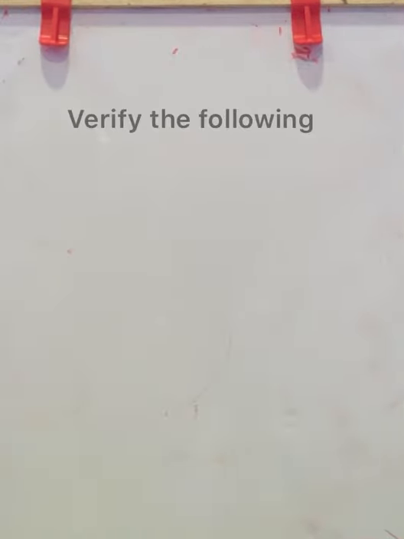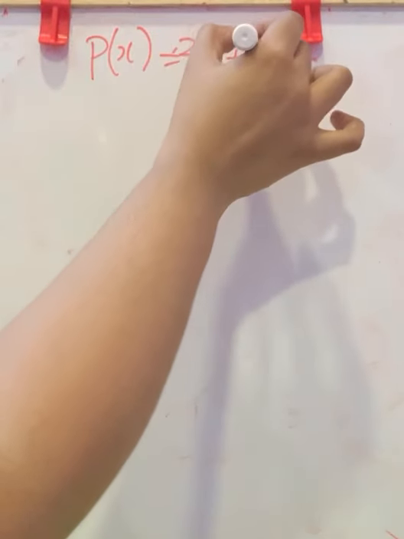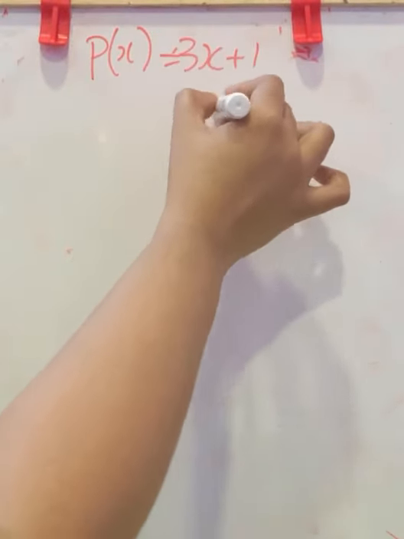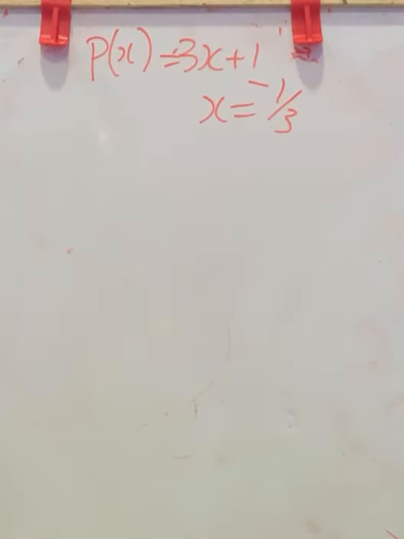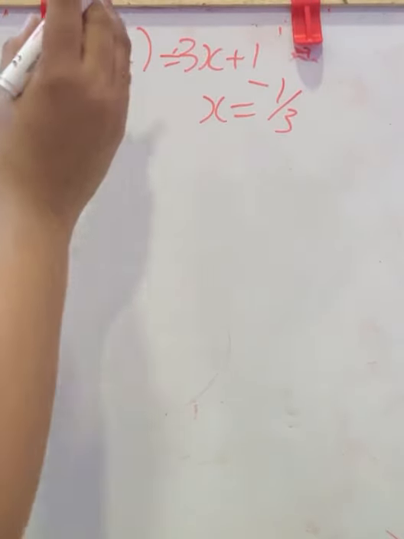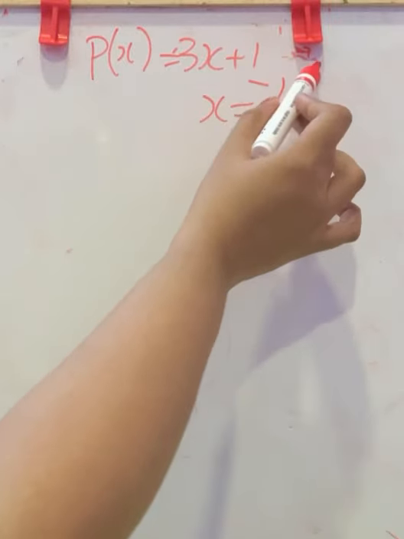Verify whether the following are zeros of the polynomial indicated against them. We are given some polynomials and values of x, and we have to check whether it is a zero of this polynomial. Do you know what is zero? Yes, zero of a polynomial means when we substitute this value, then the result should be 0.